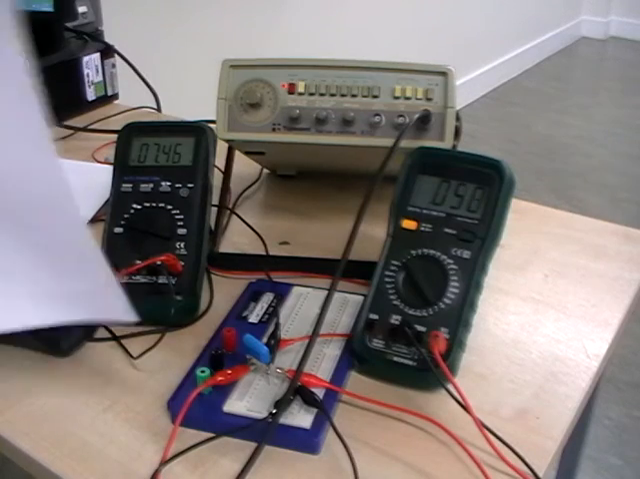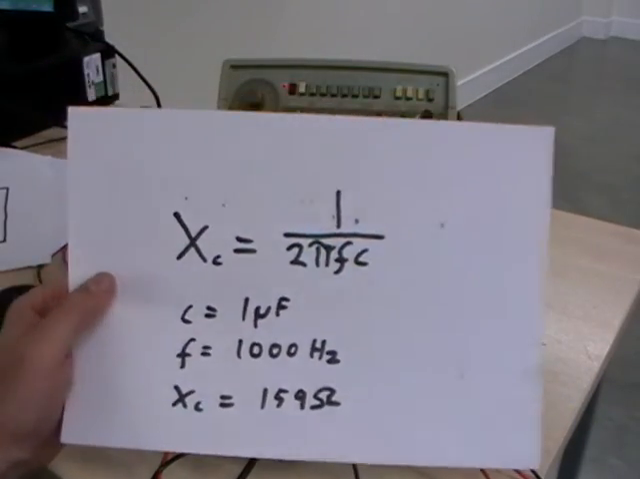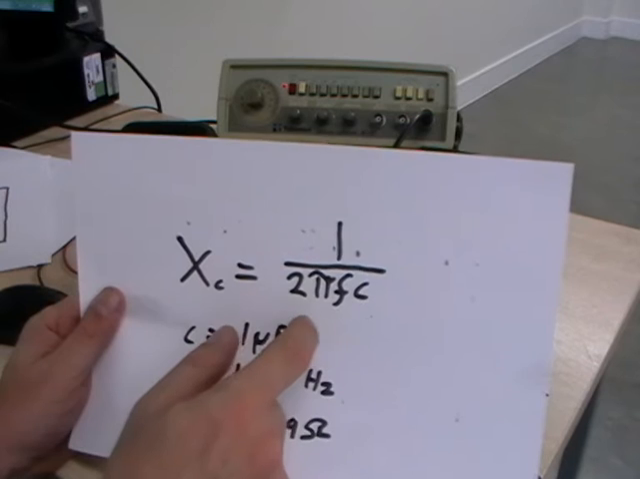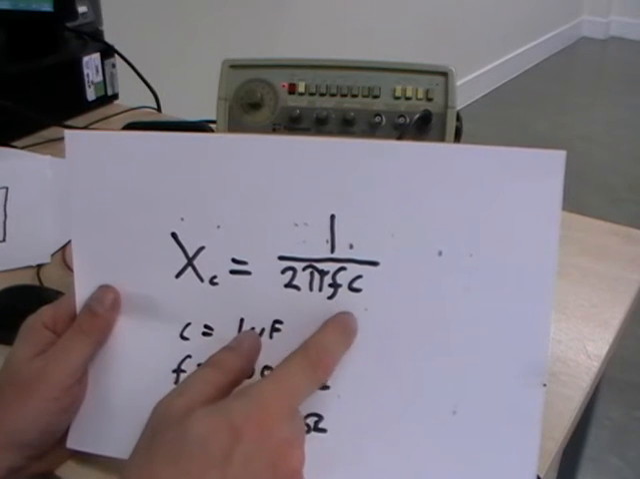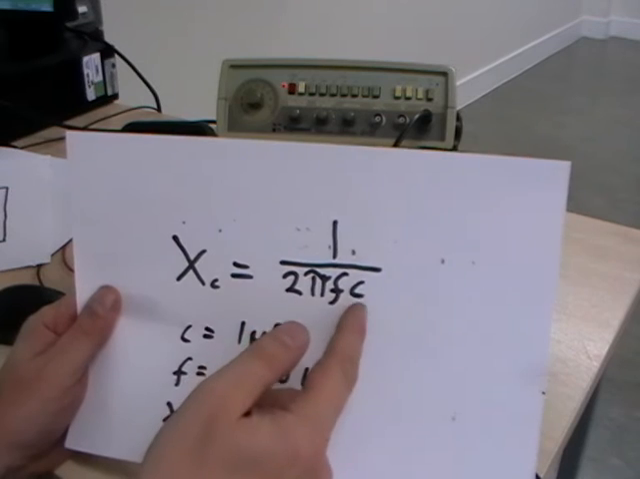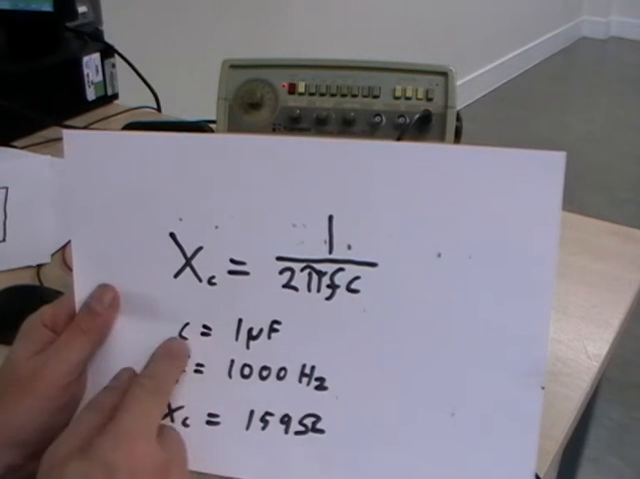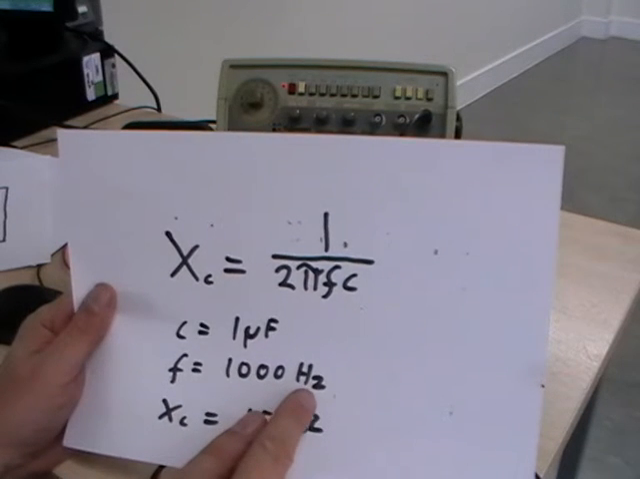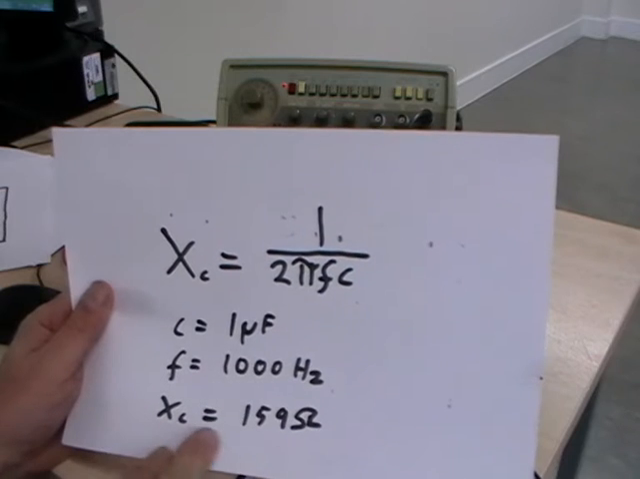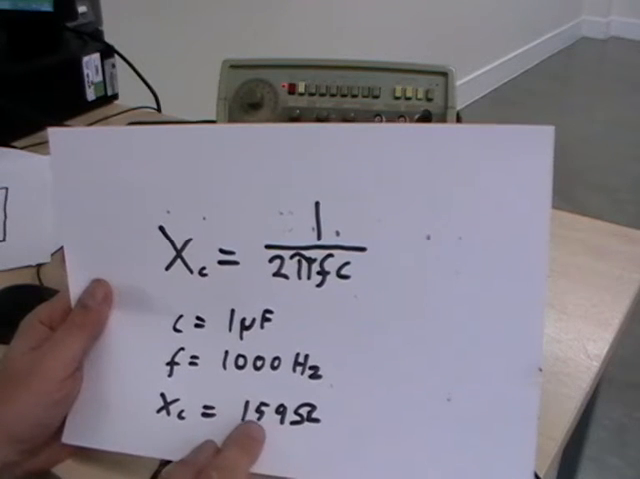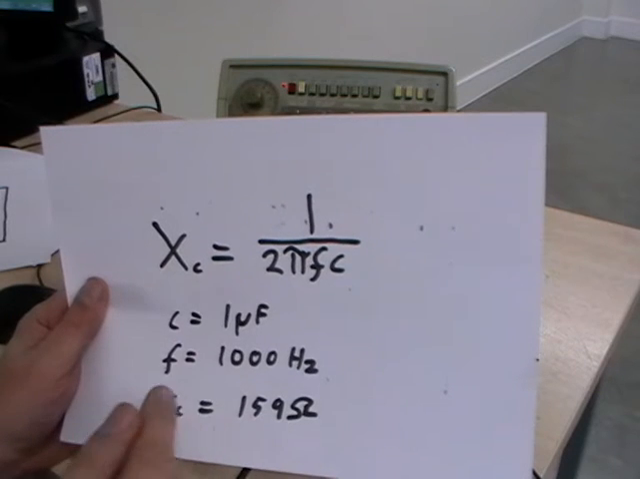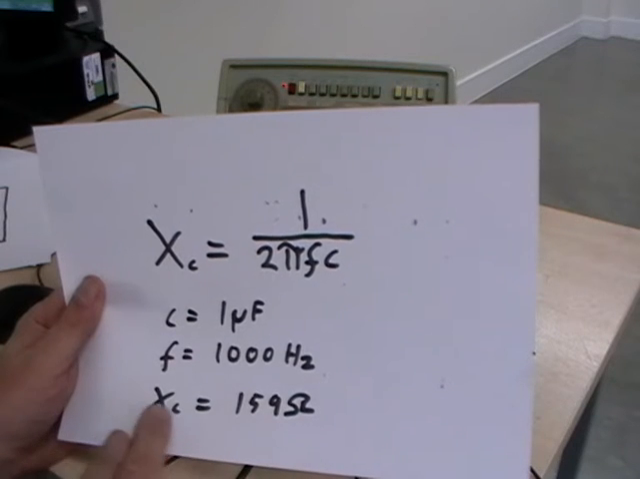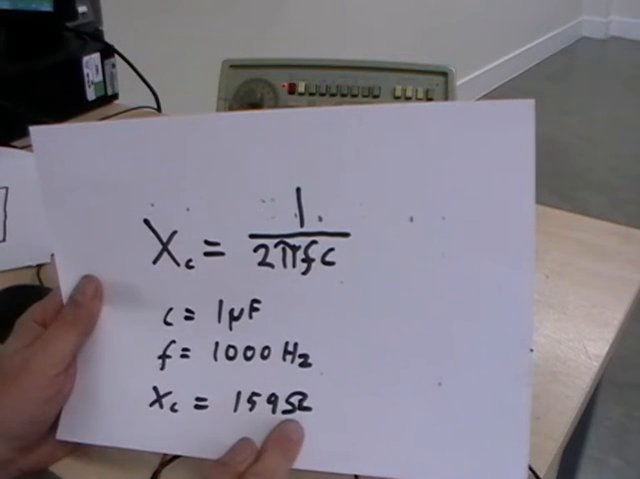Okay, let's look at the formula here. Xc is equal to 1 over 2 pi f c. So 2 pi is 3.14 times 2, then our frequency, whatever it may be, and then we've got our capacitance as well. In this instance, we've got a 1 microfarad capacitor, and we're looking for a target frequency of 1000 hertz. And at 1000 hertz, my capacitor will have a capacitive reactance, Xc, of 159 ohms.